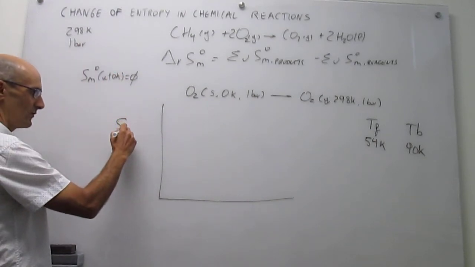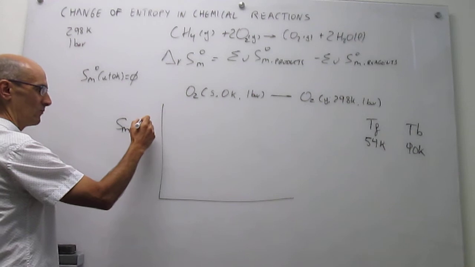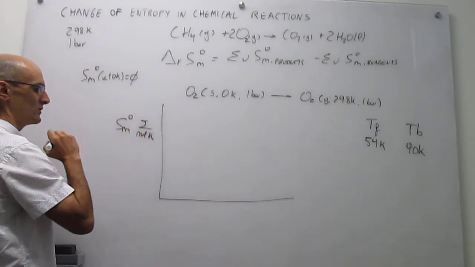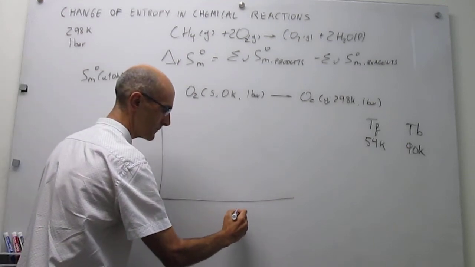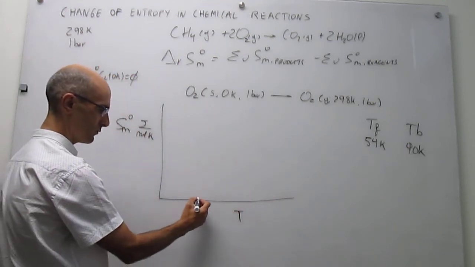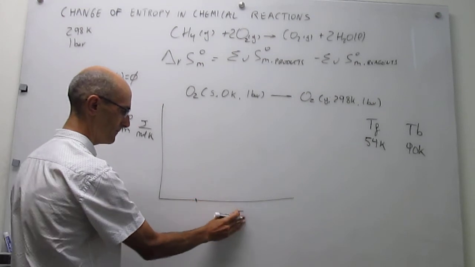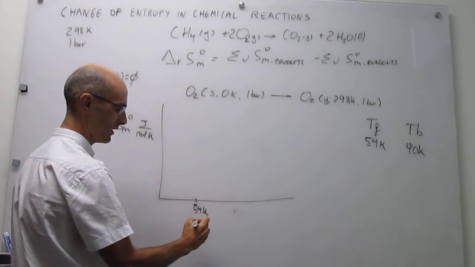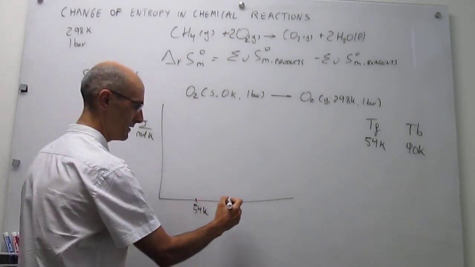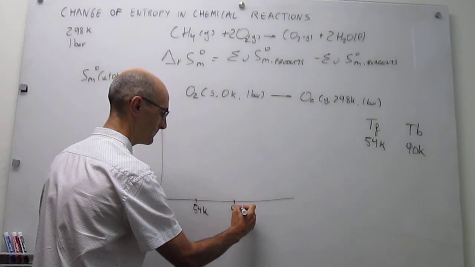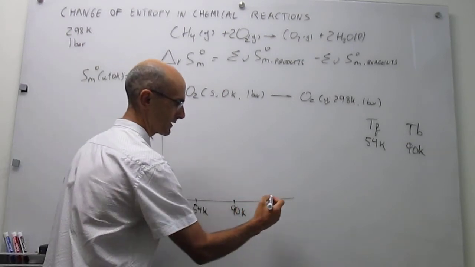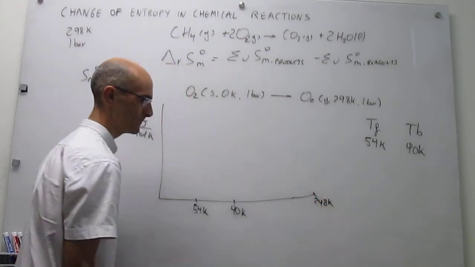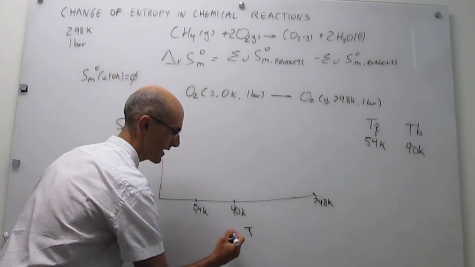This is how the molar entropy of oxygen changes, and we can use here units of joules per mole Kelvin under standard conditions, which is 1 bar, as a function of temperature. The important points here will be 54 Kelvin, where you have melting of oxygen, and 90 Kelvin, which is the boiling of oxygen. And here is 298 Kelvin, which is what you're interested in. So this is the temperature axis in Kelvin.